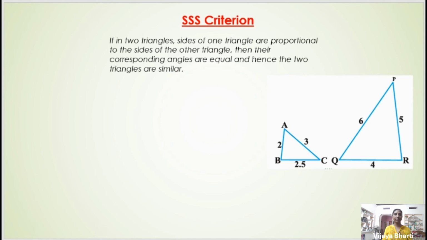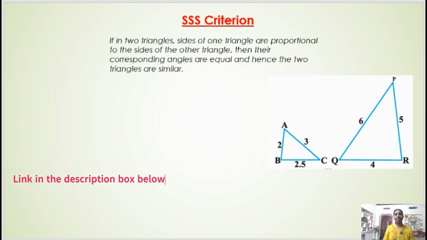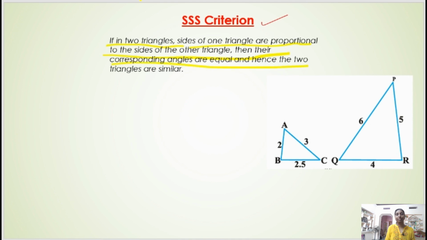So friends, we have already learned one criterion, that is the AAA criterion. Today we will learn the SSS criterion, and one more criterion, that is the SAS criterion. Let us read the statement. If in two triangles, sides of one triangle are proportional to the sides of the other triangle, then their corresponding angles are equal and hence the two triangles are similar.